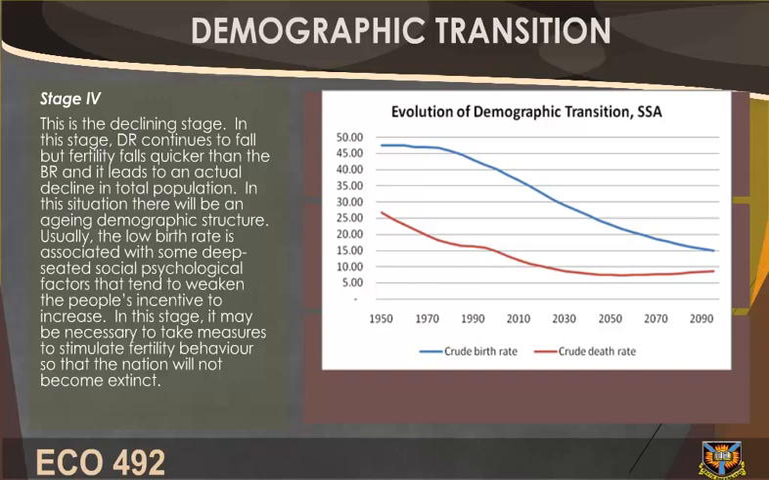Stage 4. This is the declining stage. In this stage, DR continues to fall, but fertility falls quicker than the BR, and it leads to an actual decline in total population. In this situation, there will be an aging demographic structure. Usually, the low birth rate is associated with some deep-seated social psychological factors that tend to weaken the people's incentive to increase. In this stage, it may be necessary to take measures to stimulate fertility behavior so that the nation will not become extinct.